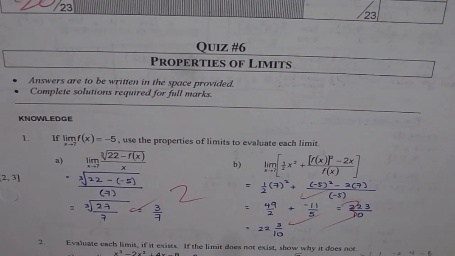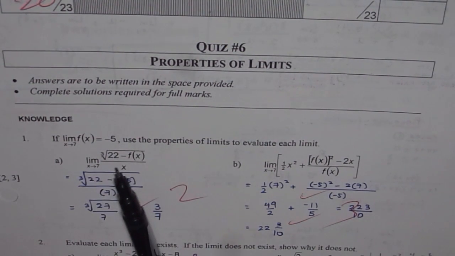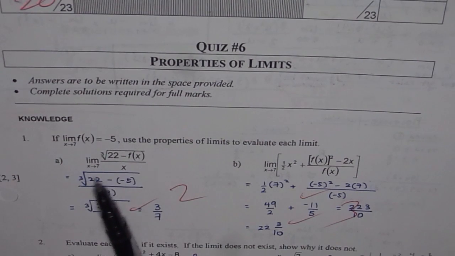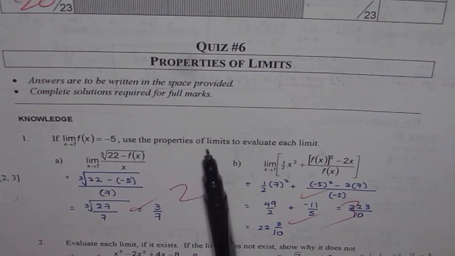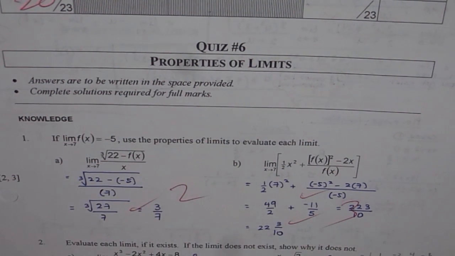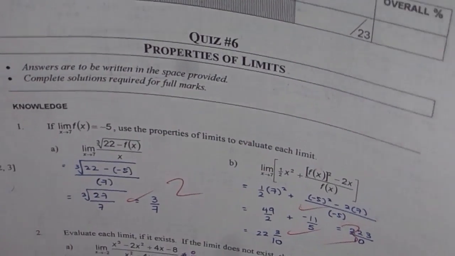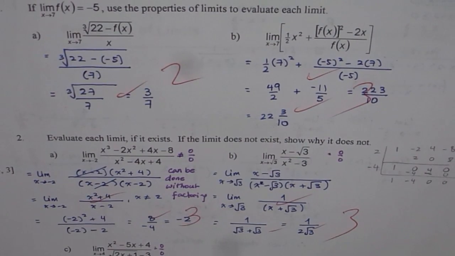So the very first question is knowledge based, where you need to find the limit of the given expression, and you need to use properties of limits. Then we have another expression here. Then question number 2 is, we are given an expression to find the limit of, if it exists.